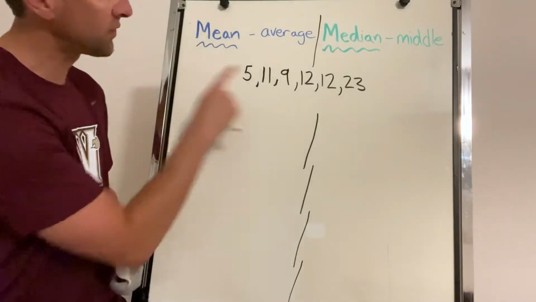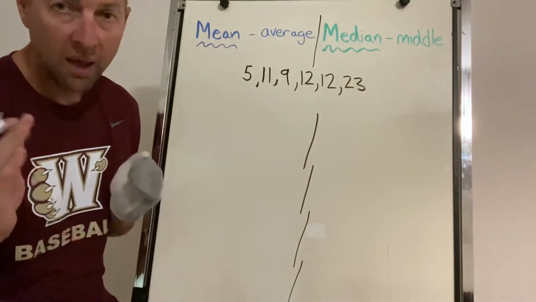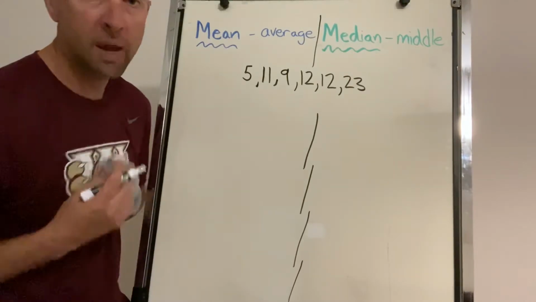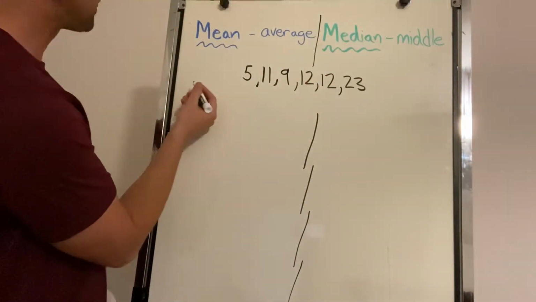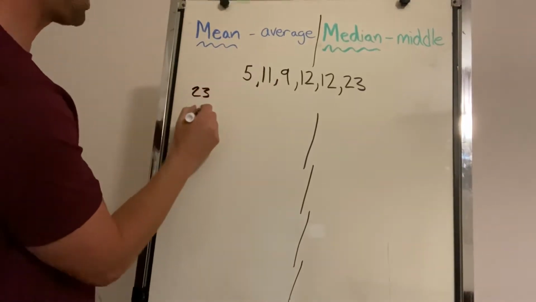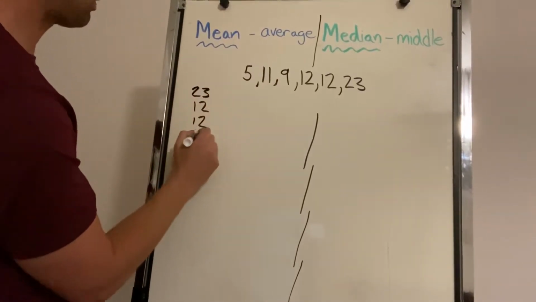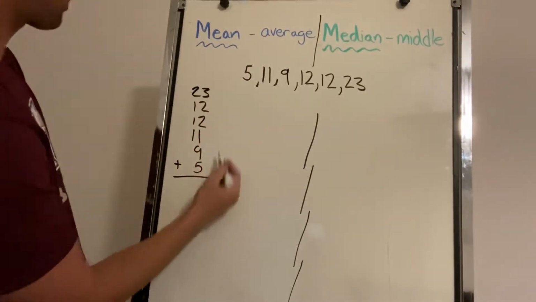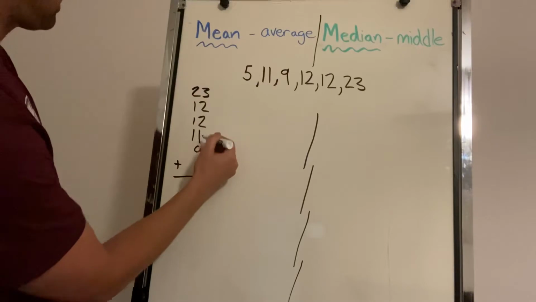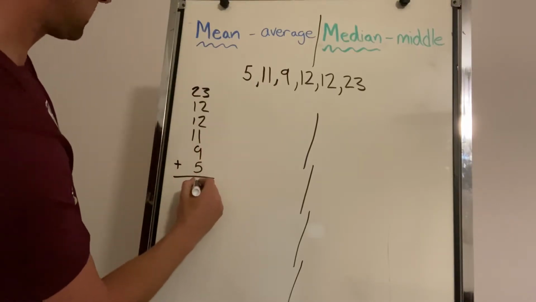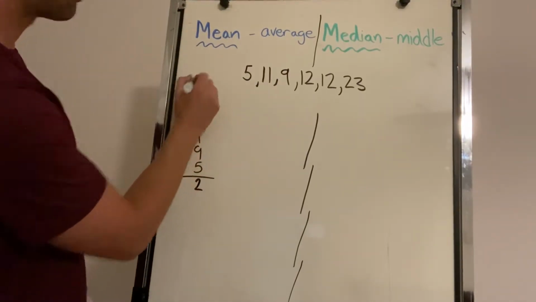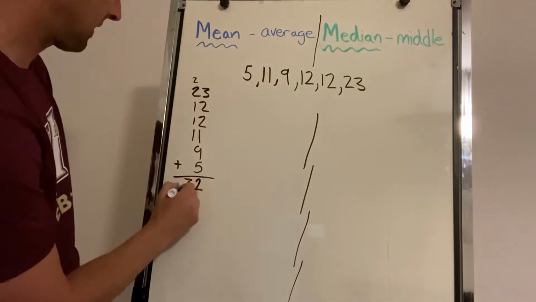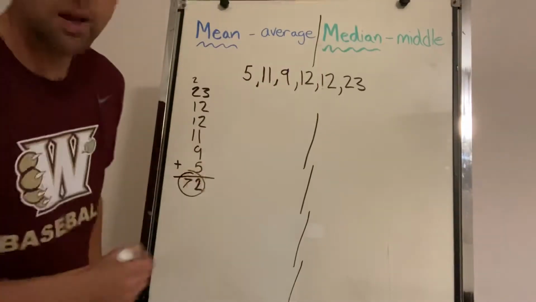To find the average of these numbers, step one is to add up all the numbers. So we're gonna add them all up. You can use a calculator if you like, but for me, I'm gonna go old school. So I'm gonna start with the biggest numbers. So 23, 12, 12, 11, 9, and 5. I'm just gonna add those up. 5, 6, 7, 8, 17, 22. Put that 2 up there at the top. 2, 3, 4, 5, 6, 7, 72. All right, so when I add all these numbers up, I get 72.